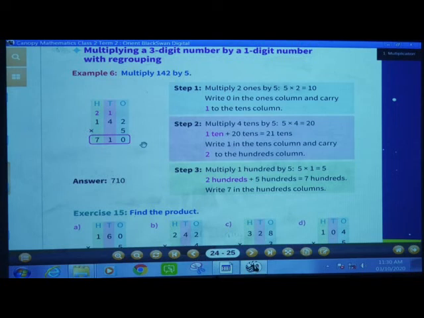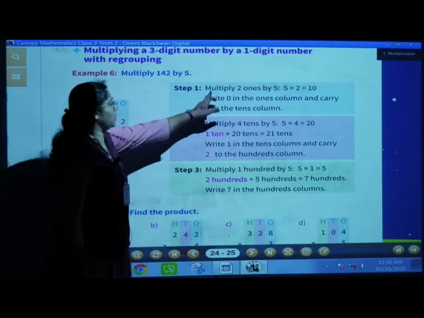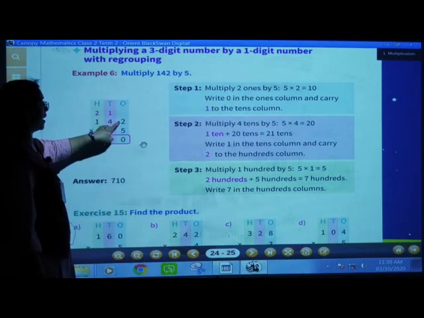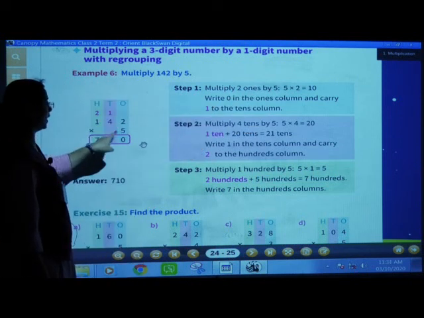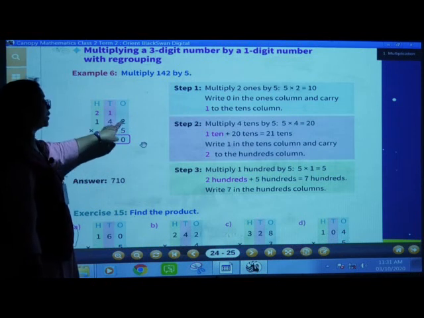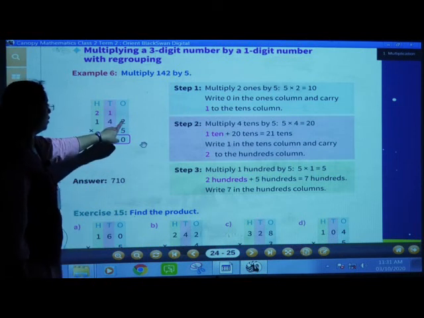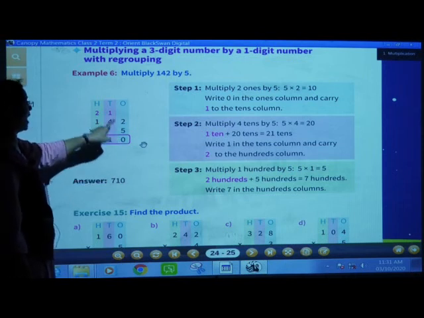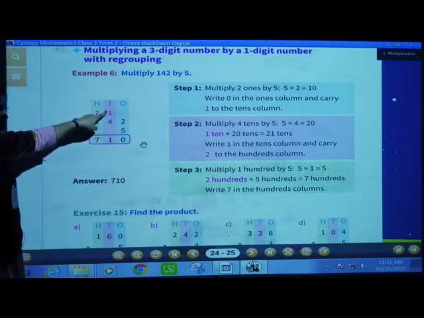In the first step, what is there? Multiply 2 ones by 5. See, multiply these 2 ones by 5. Means 5 twos are 10. We have to write 0 in the ones column and carry 1 to the tens column.